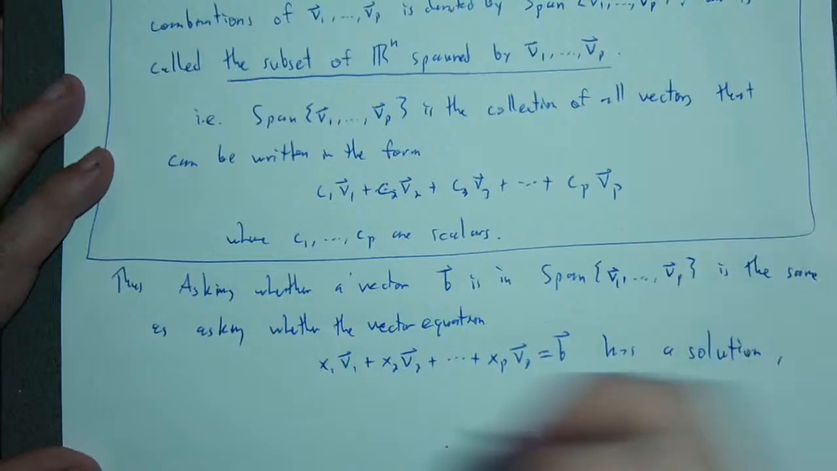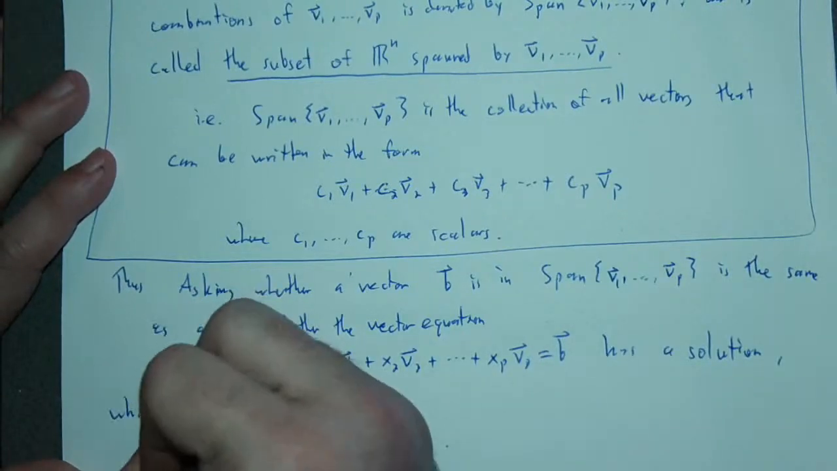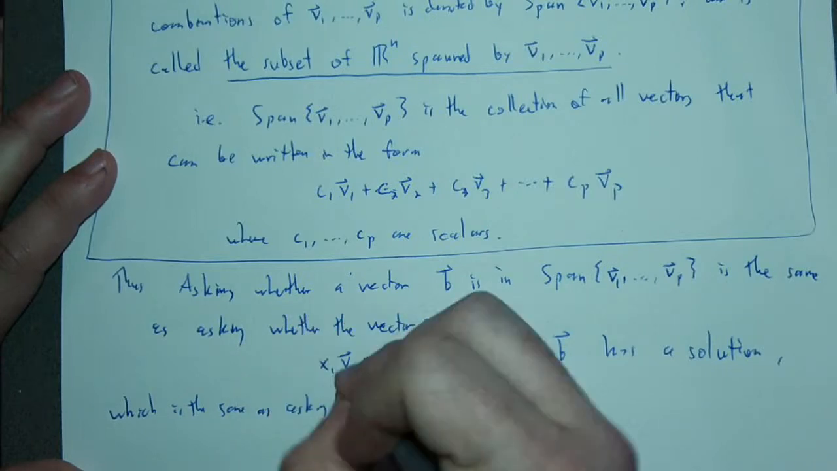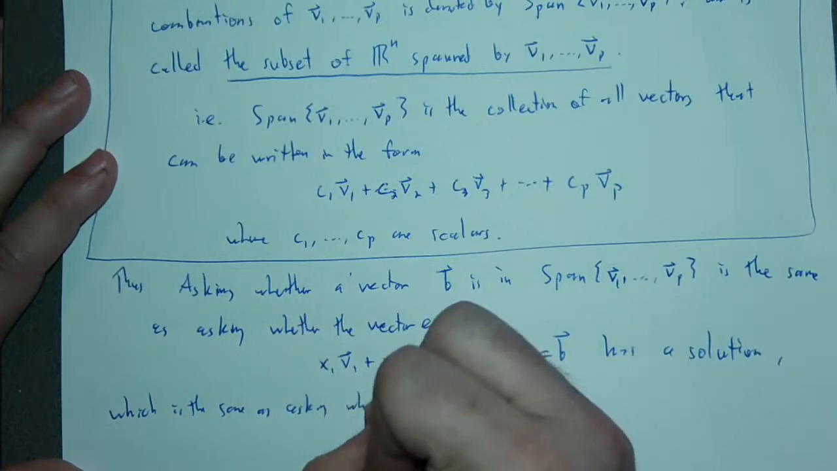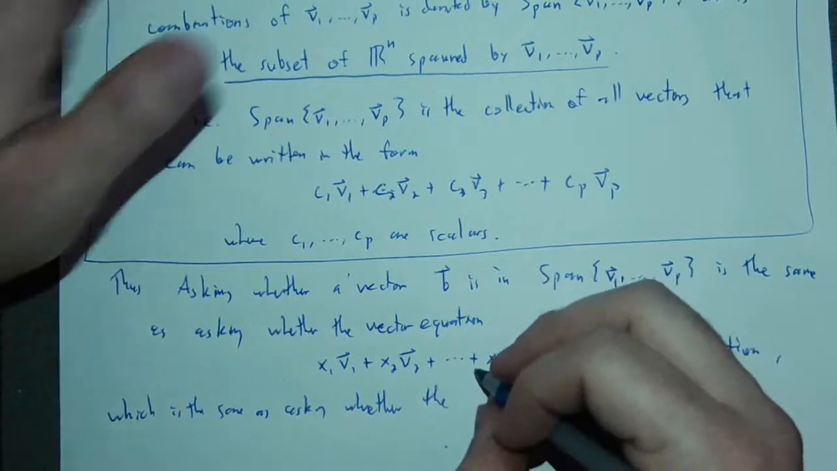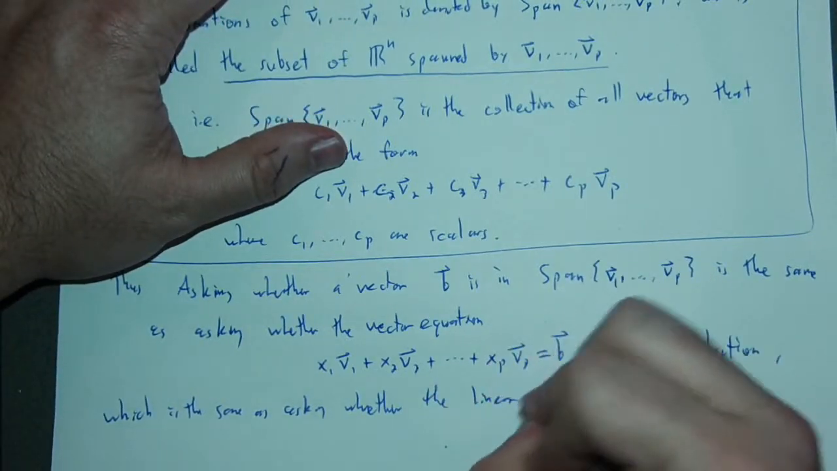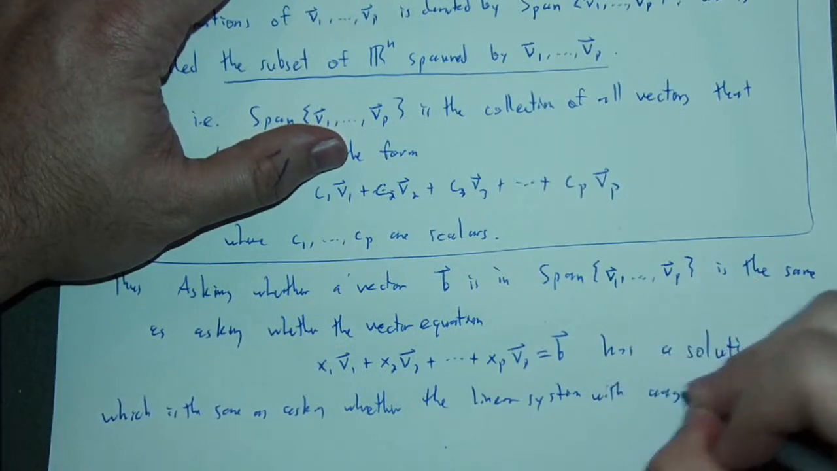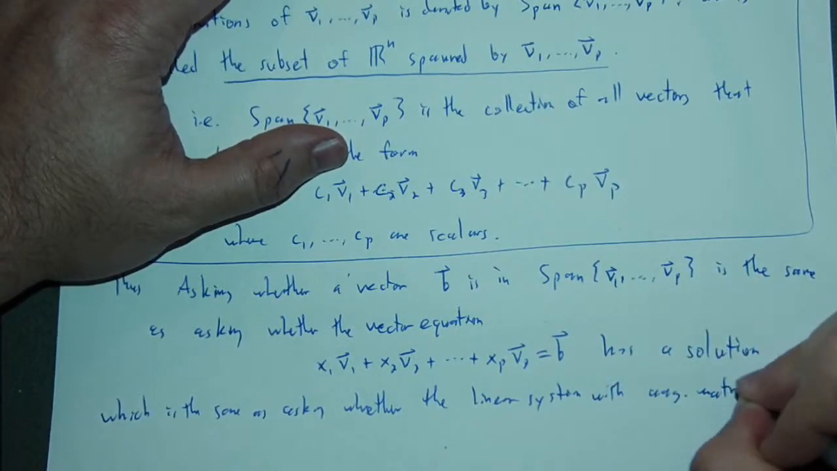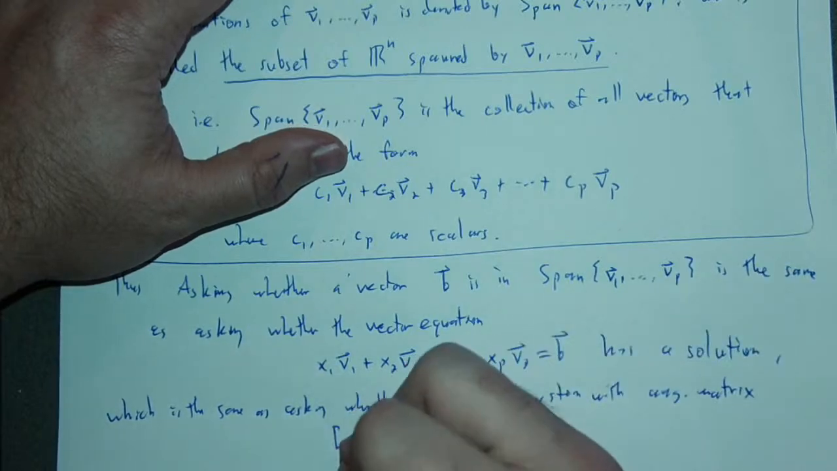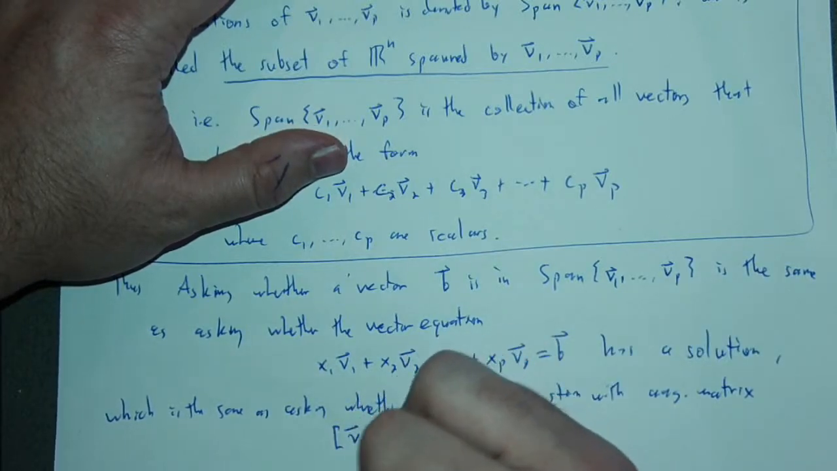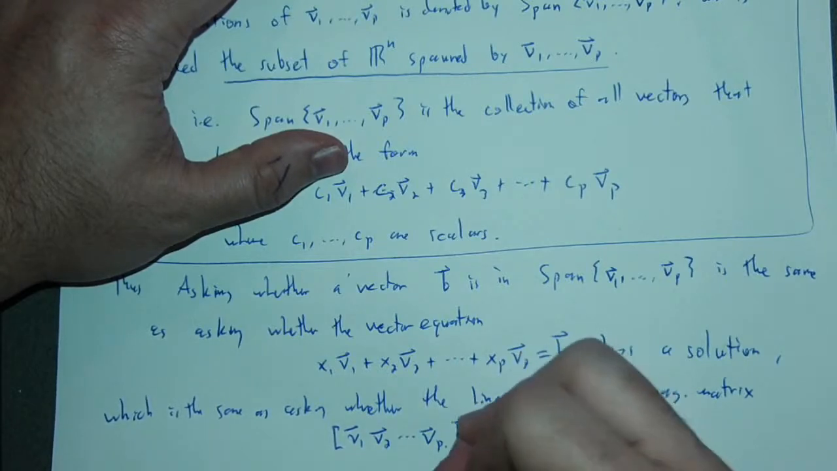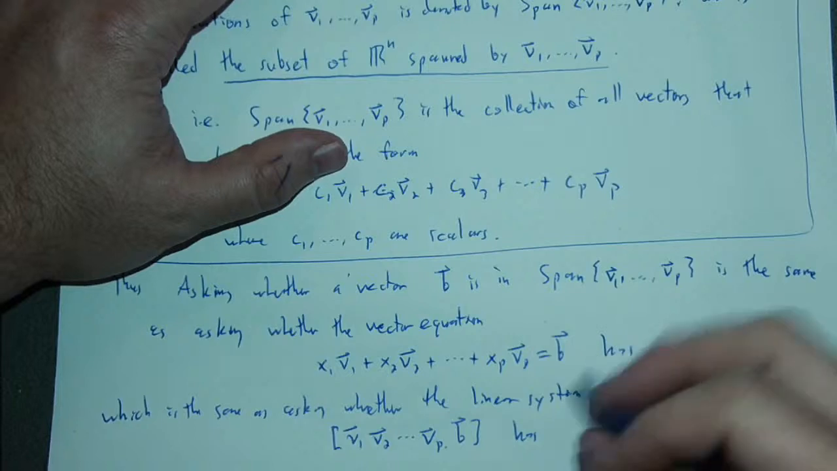Which is the same as asking whether the linear system with augmented matrix v sub 1, v sub 2 up to v sub p, b has a solution.